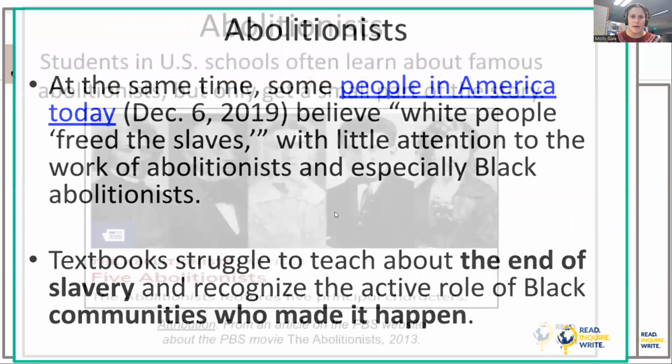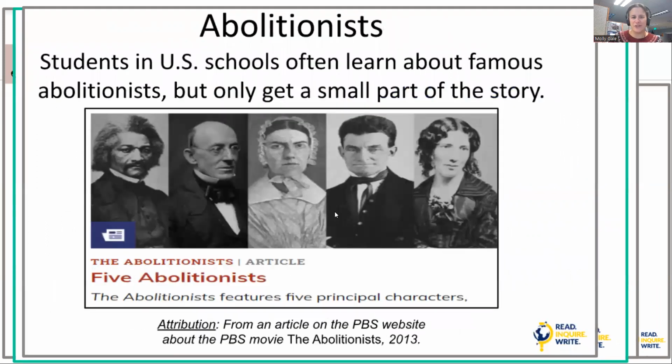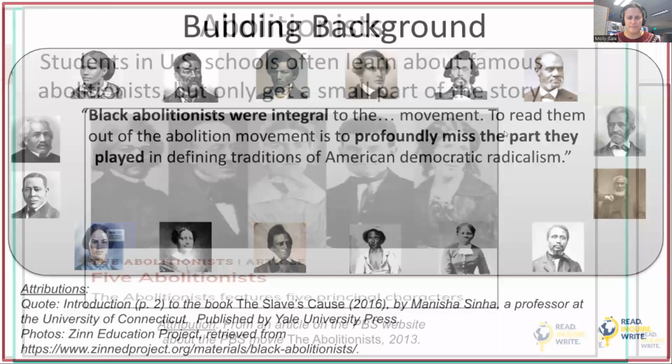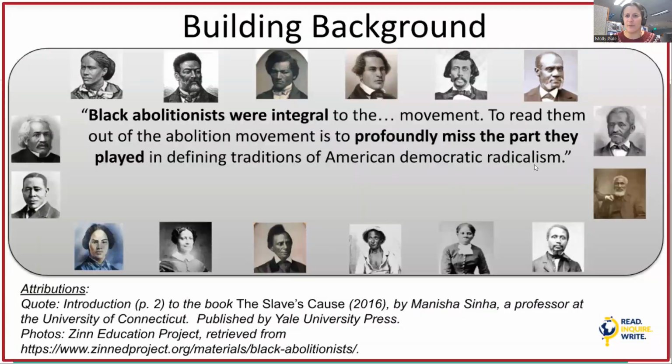So students, for instance, have a chance to look at this, which is a snapshot from the PBS documentary. And they look at maybe who is missing here. When you look at this, is that an accurate representation of the abolitionist movement? And you can see these are some of the photographs of the authors they're about to read in the investigation.